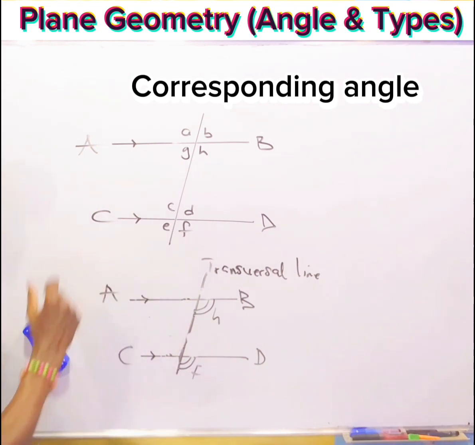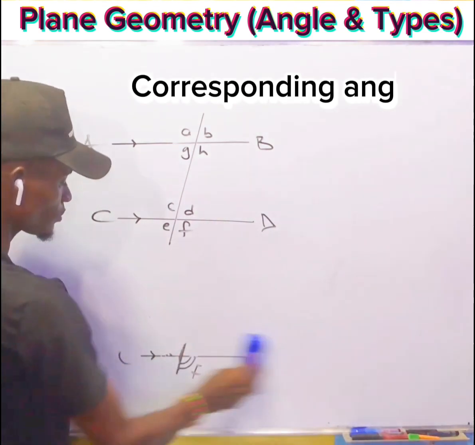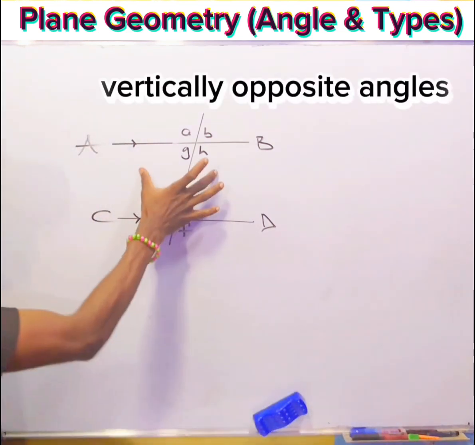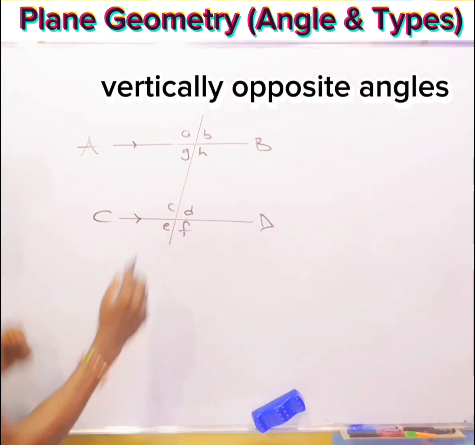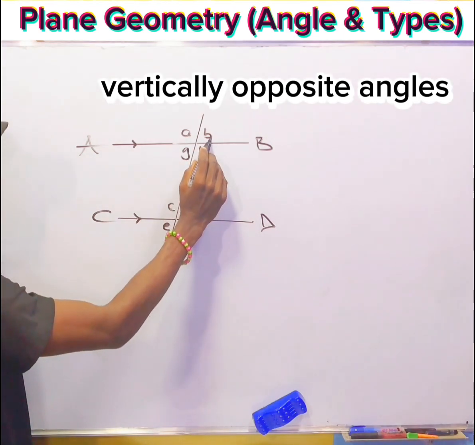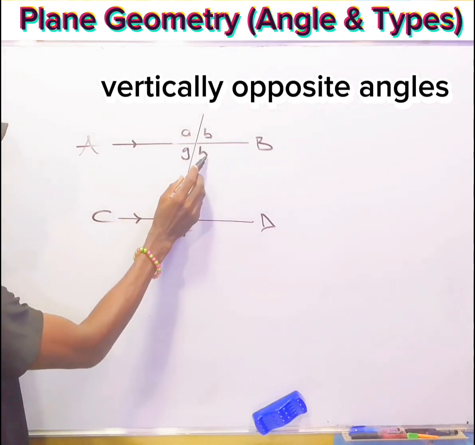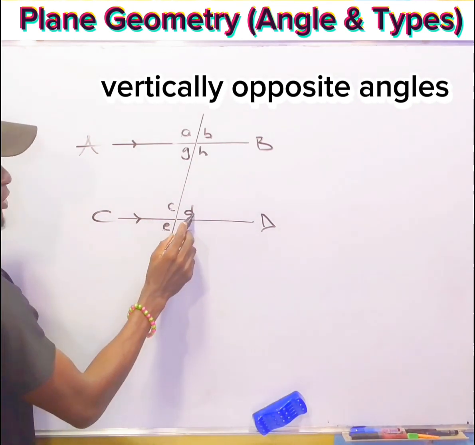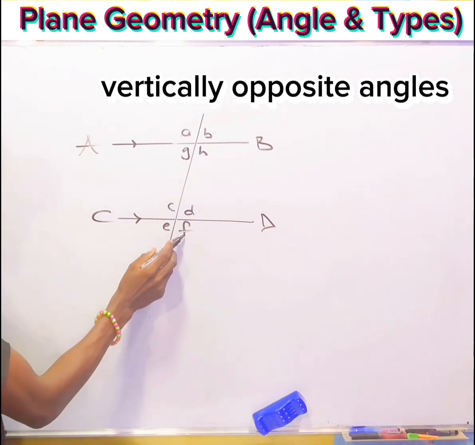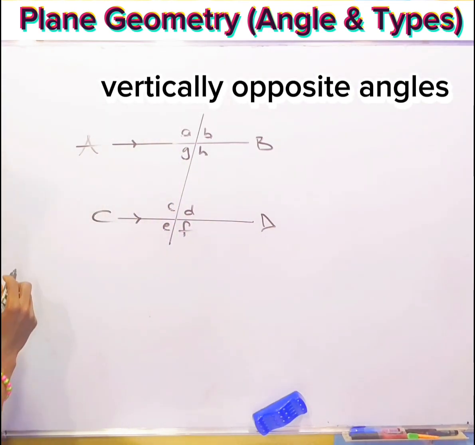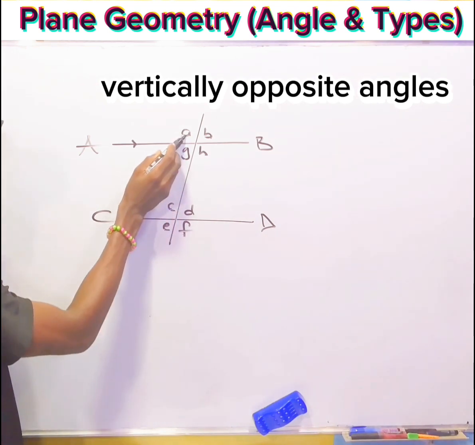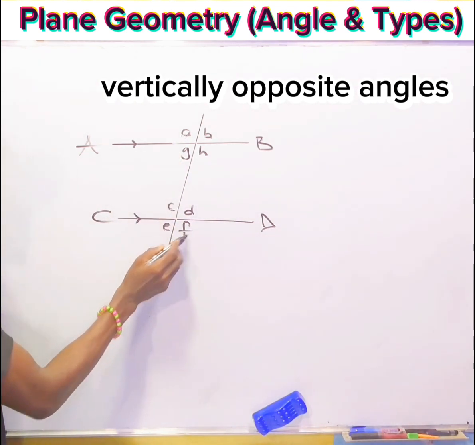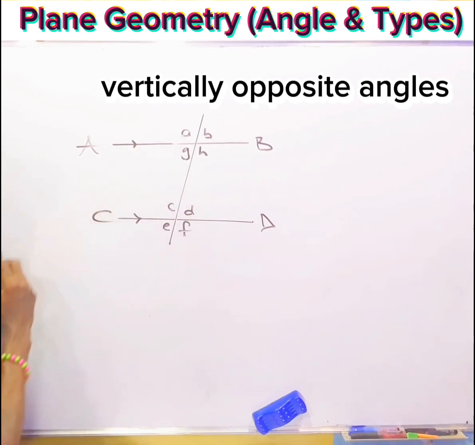However, we can also use this image to describe vertically opposite angles by saying G is vertically opposite B, and A is vertically opposite H, C is vertically opposite F, and E is vertically opposite D. Now, we can't say F is vertically opposite A. No, it is wrong. F is not vertically opposite A. But we can say F is alternate to A using the alternate angle.